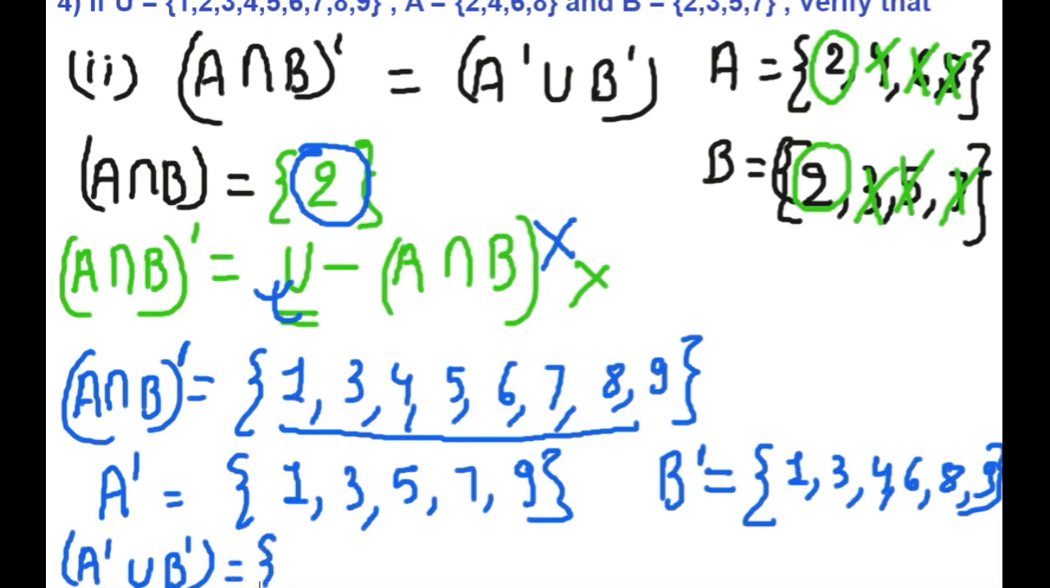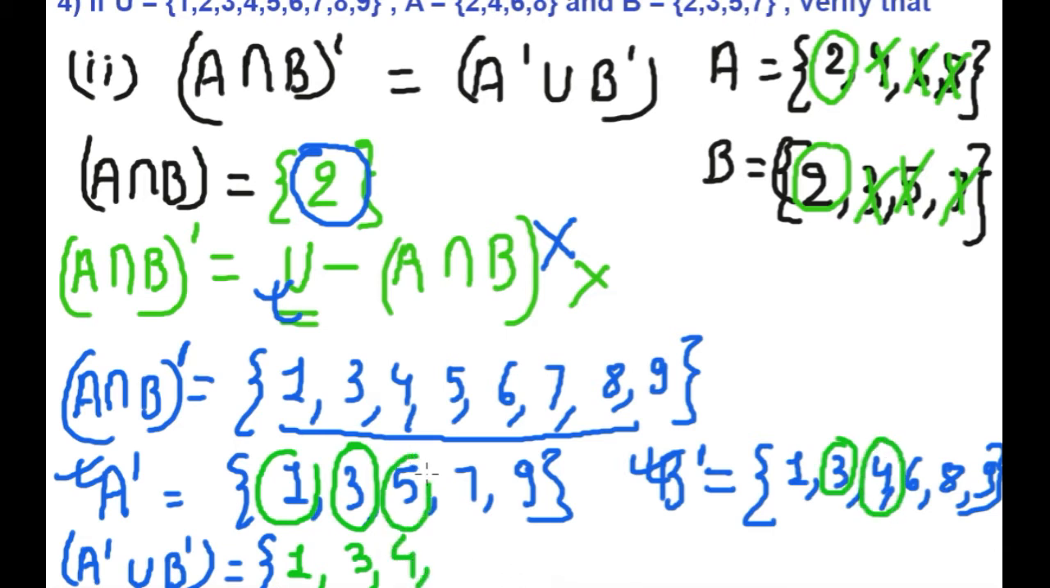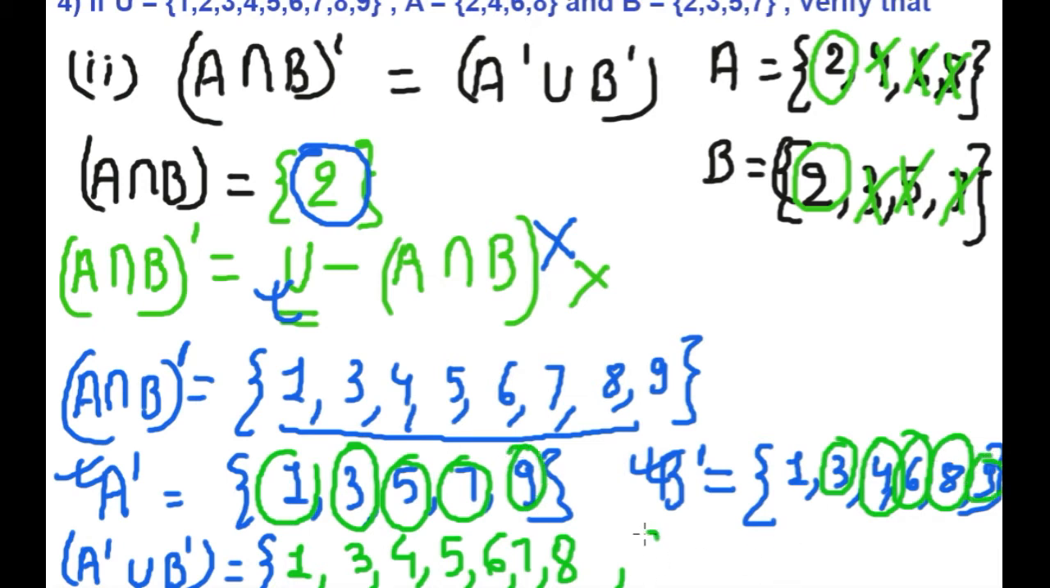Union means we have to write all the elements of A complement and B complement one time. Let's start with 1. 3, 3 is on both sides, but we will write one time. 4, 4 is here. 5 is here. 6 is here. 7, 8 is here, and 9 is in both, so we will write 9 only one time. 1, 3, 4, 5, 6, 7, 8, 9.